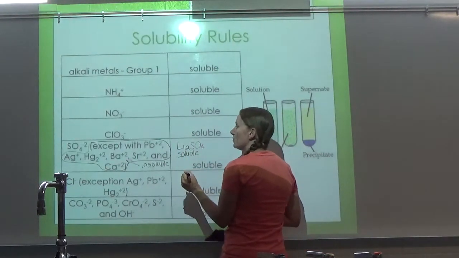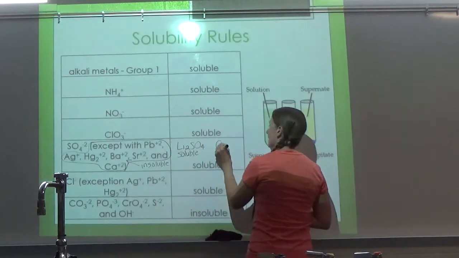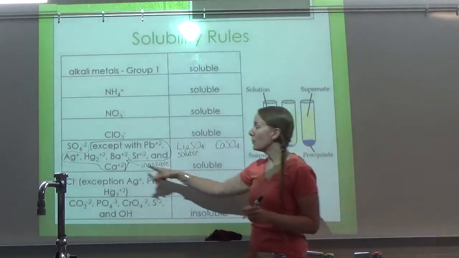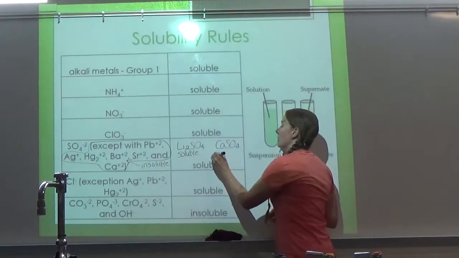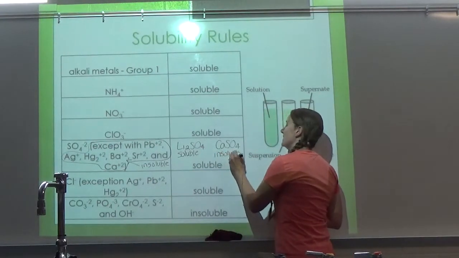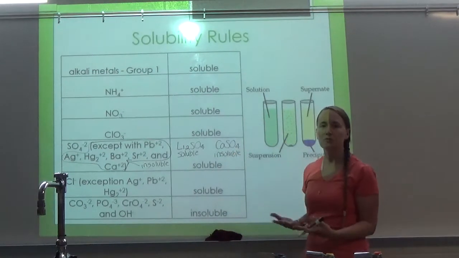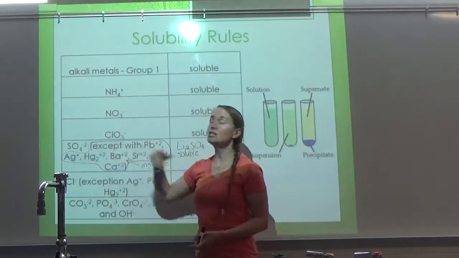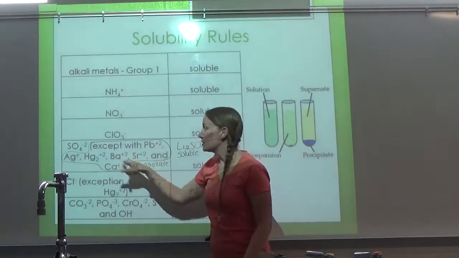However, let's say we have CaSO4. SO4 is normally soluble, but this time it's with Ca, so it would be insoluble. That's what the exceptions mean. Some of my students have trouble figuring out what except means. It means that anything with sulfate is soluble unless it's one of those things.